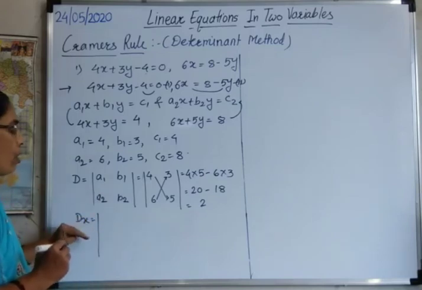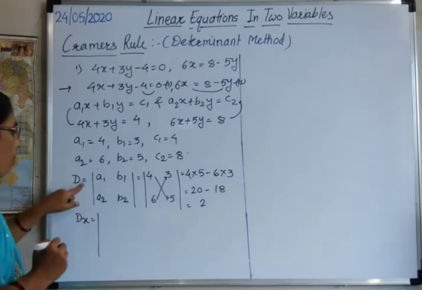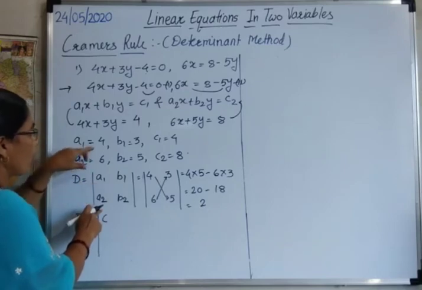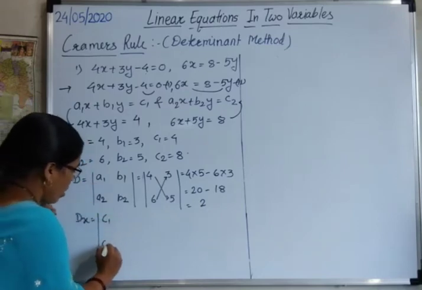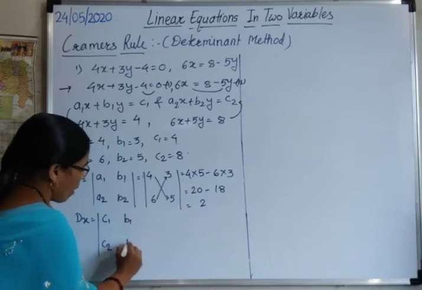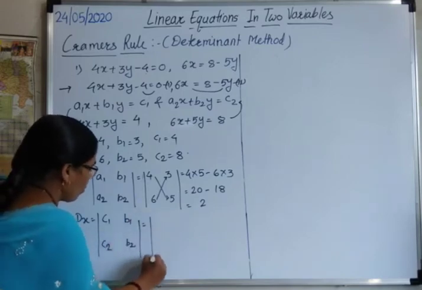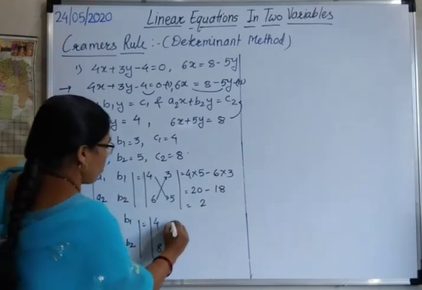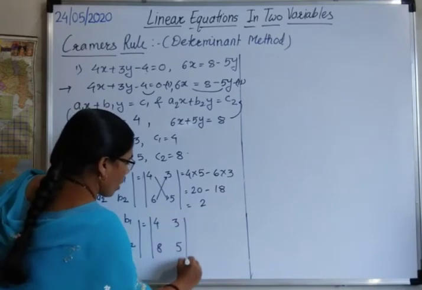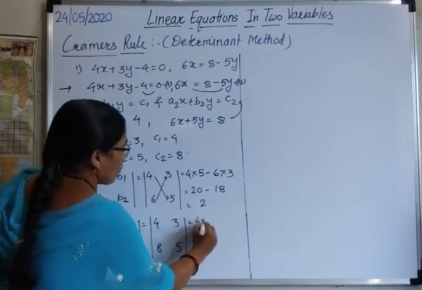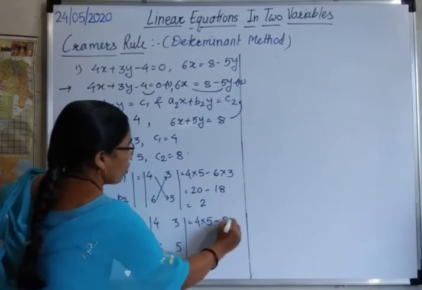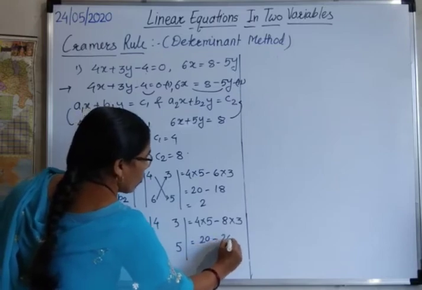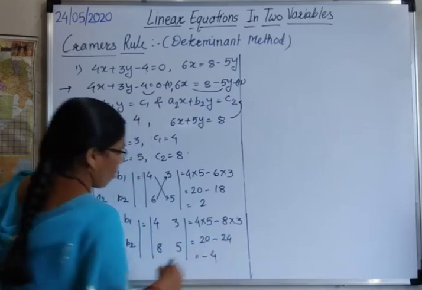Similarly, we can find the value of Dx. When we are finding the value of Dx, we cannot write the coefficients of the x term. In that place we have to take c1 and c2. So instead of a1 and a2, which are the coefficients of the x term, here we take c1, c2, and here b1, b2. Then c1, c2 means here we will get 4, 8 and b1, b2 means 3 and 5. Then it is equal to 4 into 5 minus 8 into 3, which is equal to 20 minus 24, which is equal to minus 4.